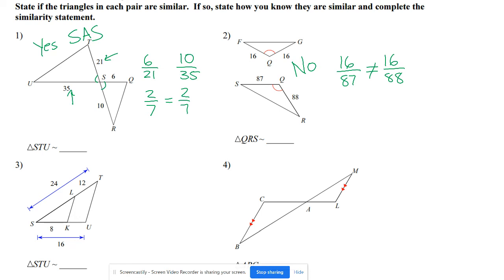Number 3. Oh, and I'm sorry. Excuse me. I swallowed a carrot funny.